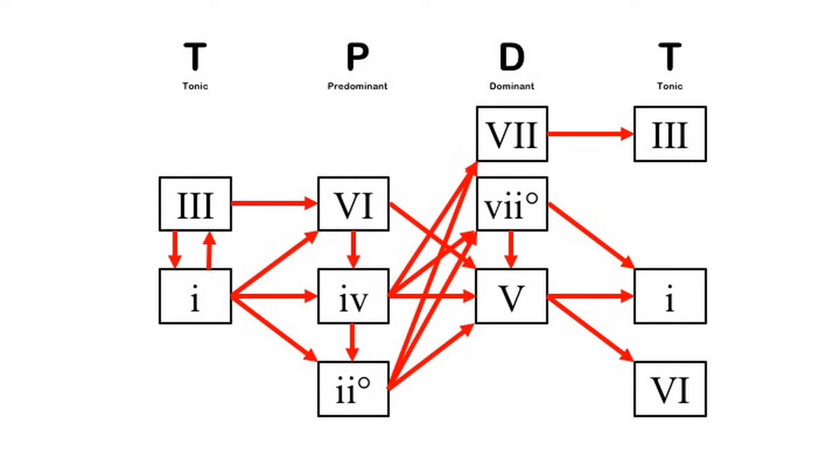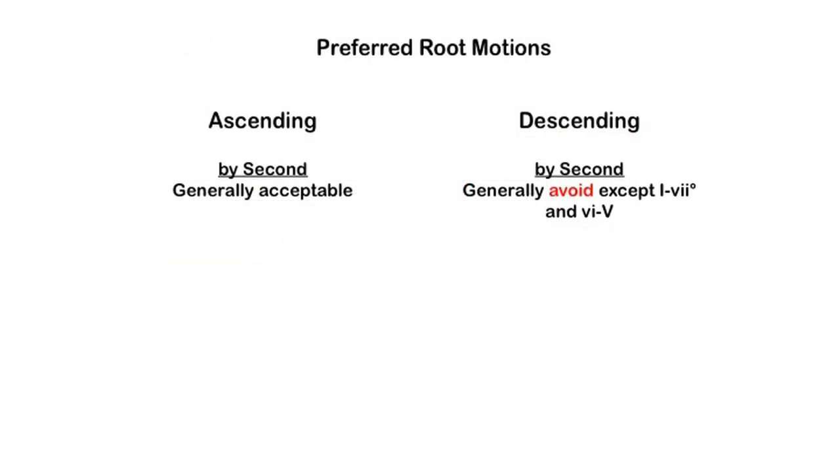So by keeping track of the root motion and the direction of that motion, we can make some general statements about which types of root motions are acceptable in standard tonal harmonic progression. Let's start by dealing with root motion by second. In general, anytime you want to move up by second, that is chord roots with consecutive letter names, as long as they're moving up, that's acceptable.